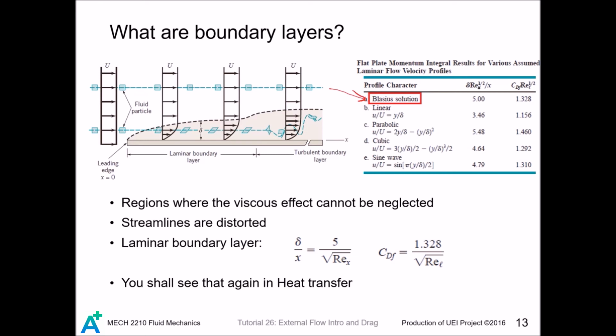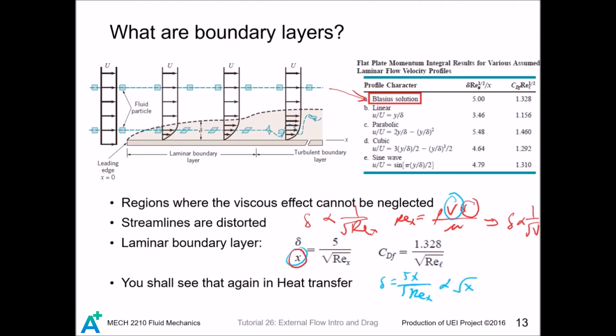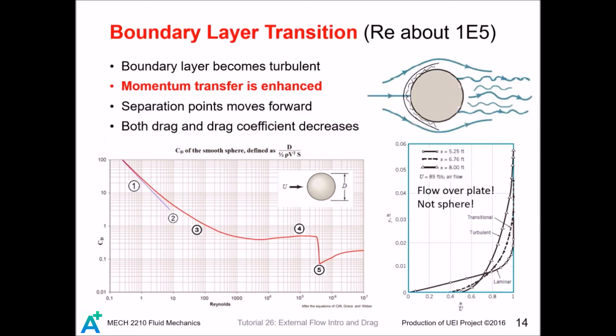But looking at this pair of equations, if we fix a location on the plate, then the boundary layer thickness is inversely proportional to the square root of the Reynolds number. And the Reynolds number is given by this. So, since x is fixed, the boundary layer thickness is proportional to this. If we fix the velocity and move x, we get that it is proportional to the square root of x. In this figure, you see that it is about the shape of the square root of x.